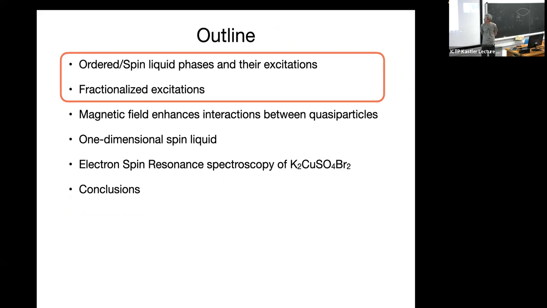Okay, so the outline is such that I will give a brief and very general introduction, for the benefit of students, of what a spin liquid is and fractionalized excitations on a very simple level, and then move on to make a claim that putting a spin liquid in a magnetic field actually allows, in a way, enhances interactions or maybe reveals effects of interactions in a very simple but profound way. And then I'll focus on a one-dimensional, very simple, well-understood spin liquid, where I believe we discovered something that has been overlooked for many years, and compare with experiments.